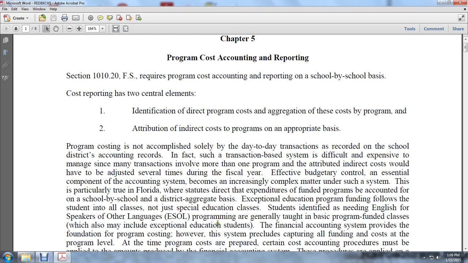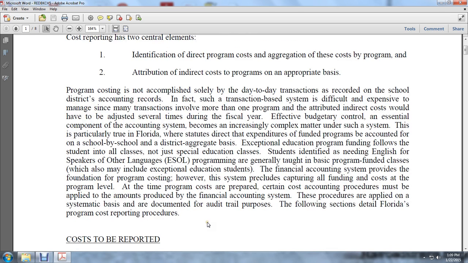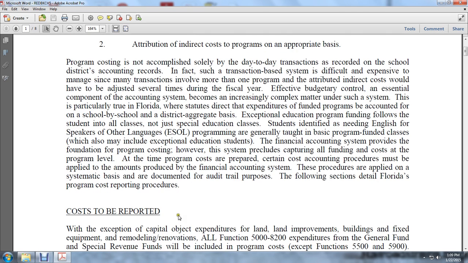Financial accounting provides the foundation for program costing. However, the system precludes capturing all funds and costs at the program level. At the time of the program cost report, certain accounting procedures must be applied to the amounts produced in the financial accounting system. The procedures are also applied on a systematic basis documented for audit trail purposes. The following section details the Florida program cost reporting procedures.